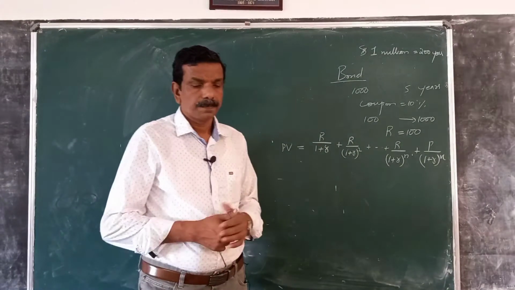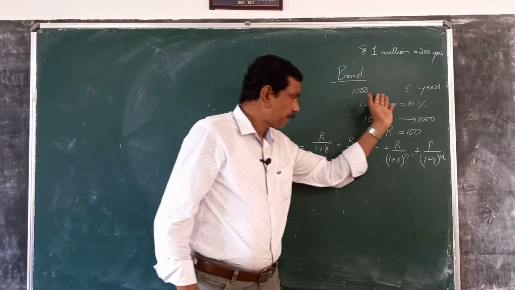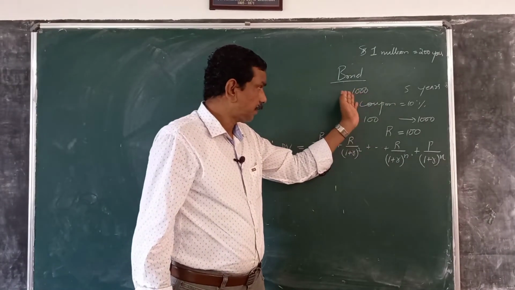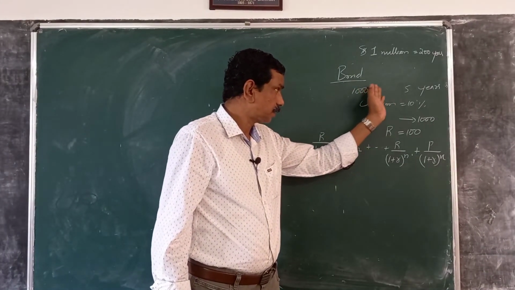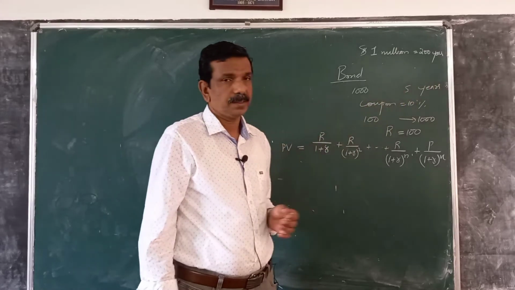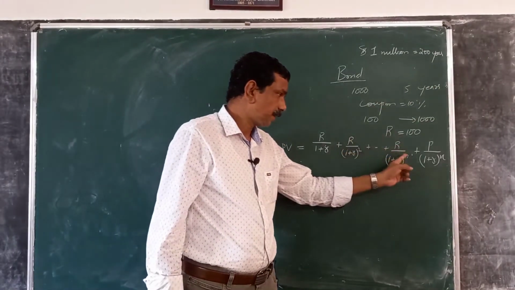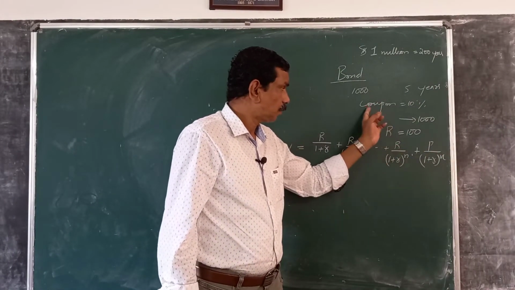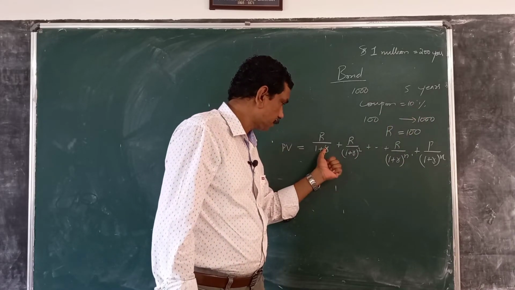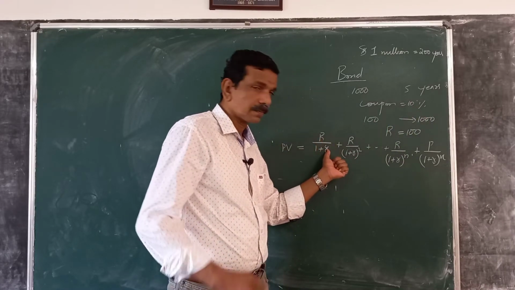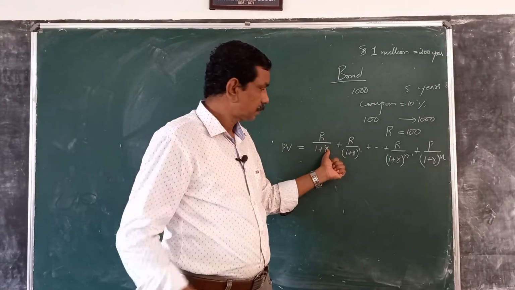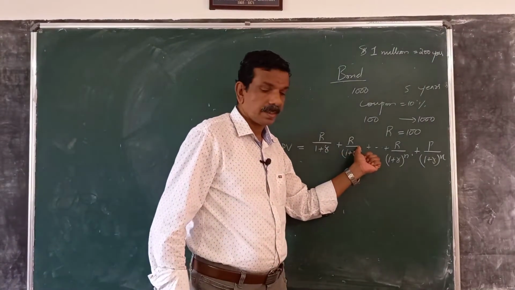So, coupon bond having a face value equal to 1000, having n years of maturity. If it is 5, it is 5. Coupon rate is 10%. So, this is R by 1 plus 0.1, 1 plus 0.1 square, like that.